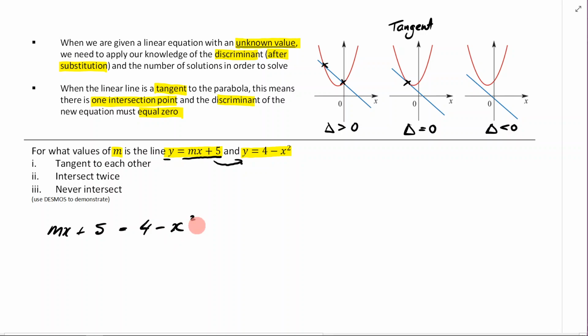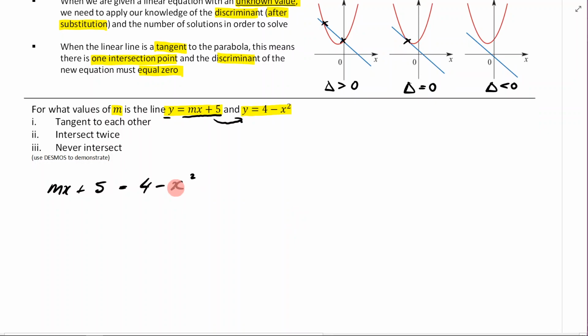I now am going to rearrange this so I have a normal quadratic. I don't like having my x squared term be negative, so I'm going to bring that over to the other side. Then I've got plus mx. And then I'm going to have to minus 4 to both sides to get rid of the 4 over here. So it's going to be plus 1 is equal to 0.